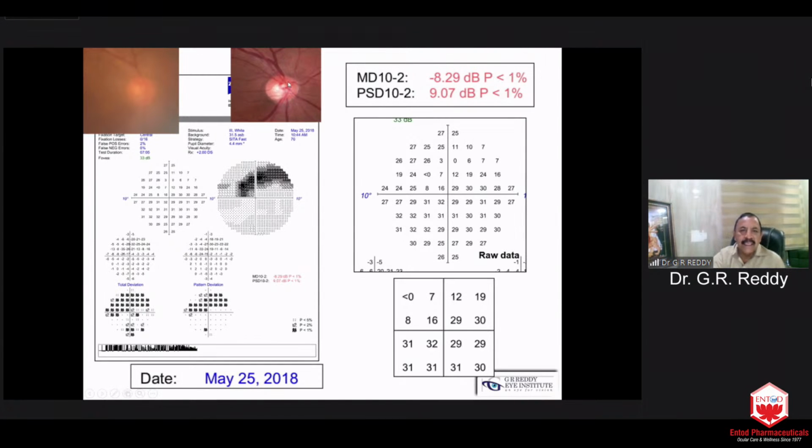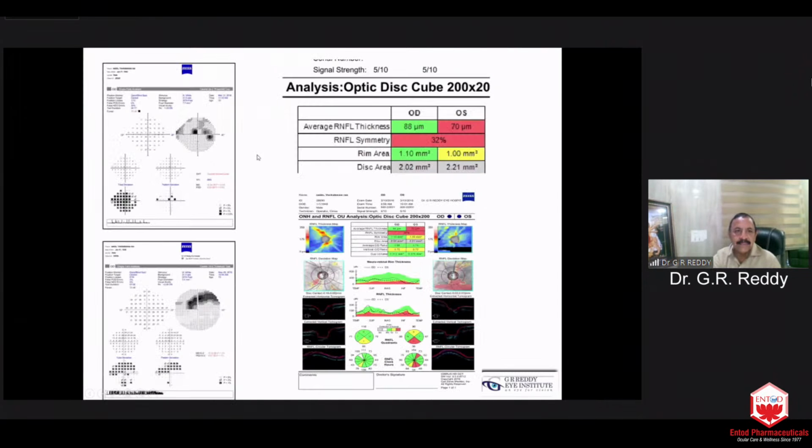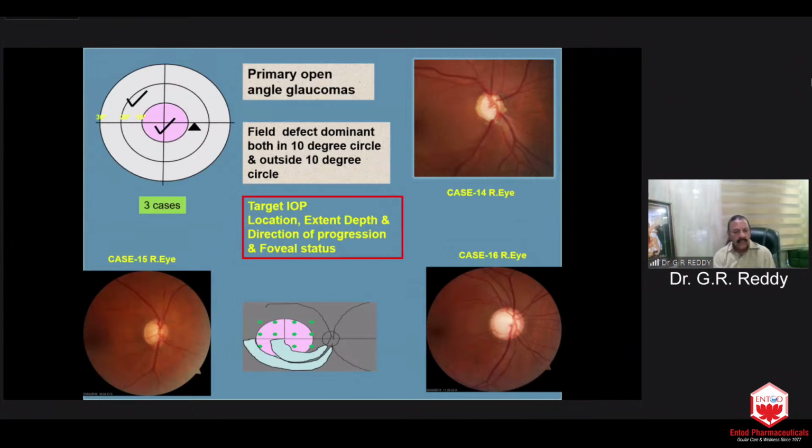If you see the fundus, the appearance of the disc is not proportional to the field defect when glaucoma starts within 10 degrees. And if you take the OCT in the right eye, the OCT of the optic nerve head is almost looking normal. But the macular OCT gave a beautiful ganglion cell analysis. So from this you understand that when glaucoma starts within 10 degrees, the appearance of the disc is not proportionate to the field loss. And now this is type 3, where glaucoma starts both within and outside 10 degrees.